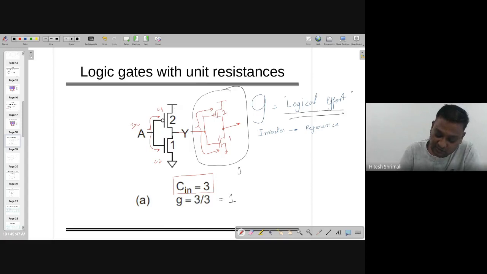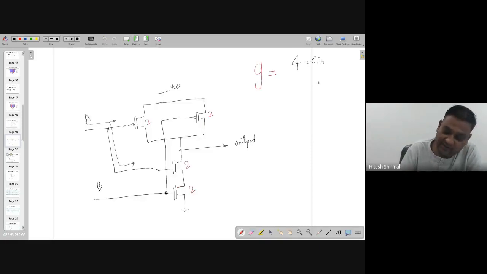Means we are designing everything to drive the ratio of the inverter. So the input capacitance of the inverter is 3, so we are going to call it 3. Note that this number comes from making the ratio 1 and 2. If the ratio is 1 and 3, this becomes 4. This will also change, by the way.